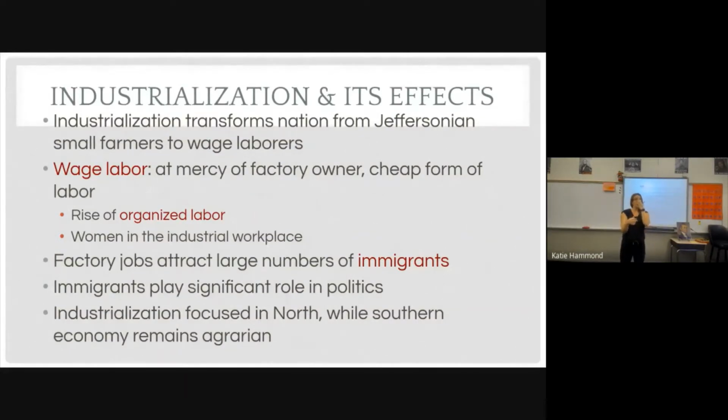Okay, factory owners love to hire women and children, children as young as 7, because in their minds, they're saying they are not the breadwinners. Their money is just supplemental. It's extra. It's a bonus. So they can pay them less, okay?